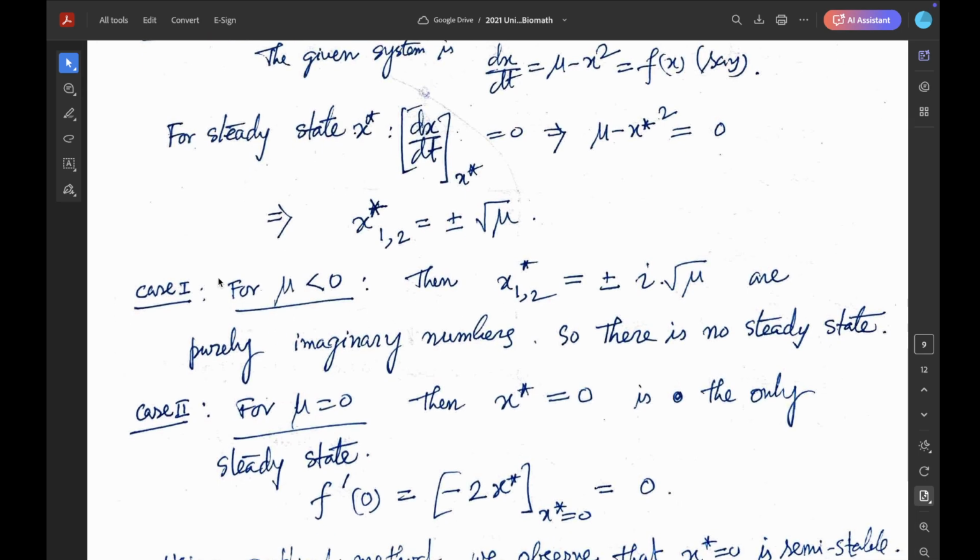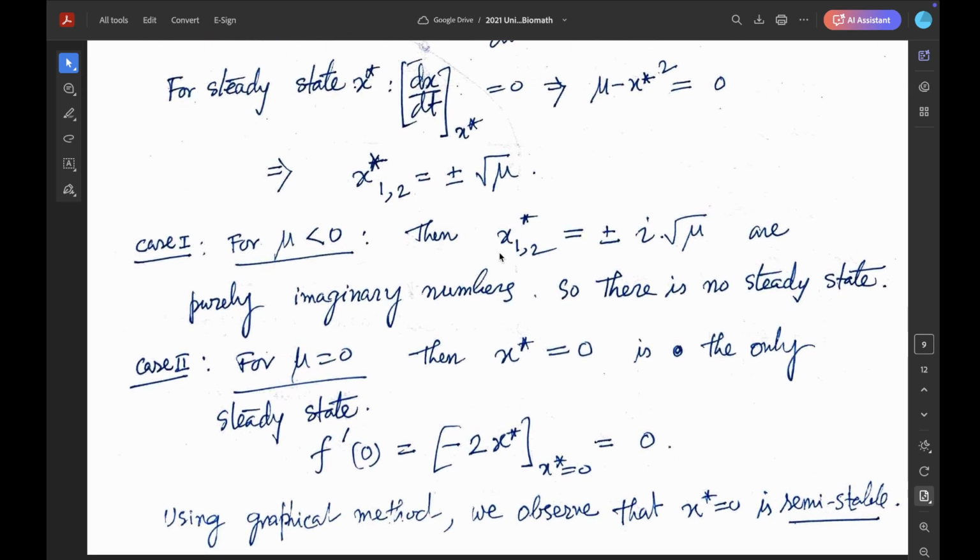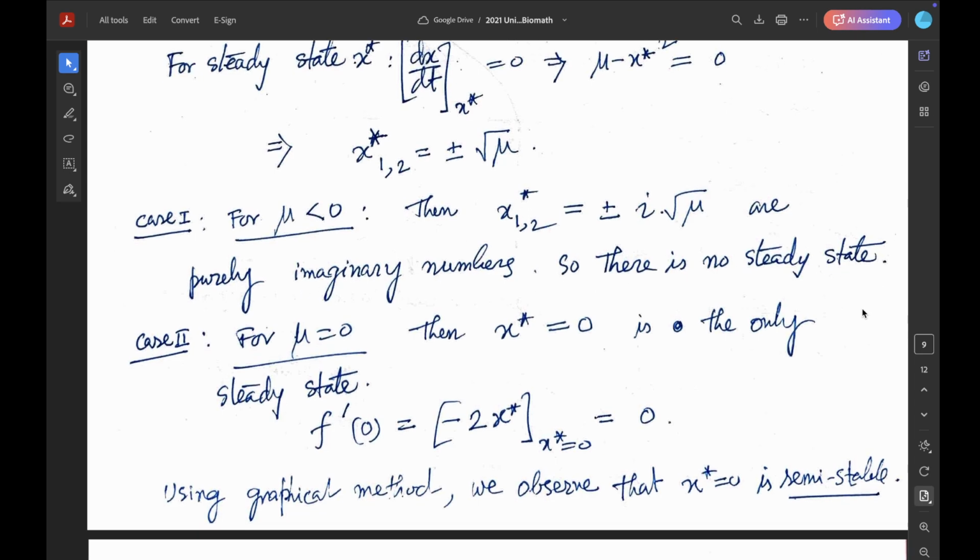Now case 1, when mu is less than 0, then x1,2 star equal to plus minus i root over mu. This i equals root over minus 1, this complex number. So these equilibrium points are purely imaginary numbers. So there is no steady state in this case.